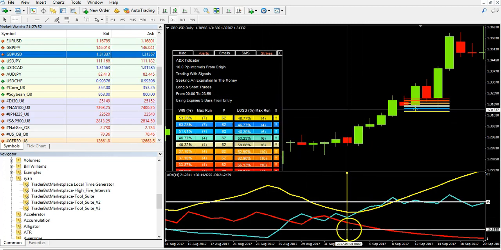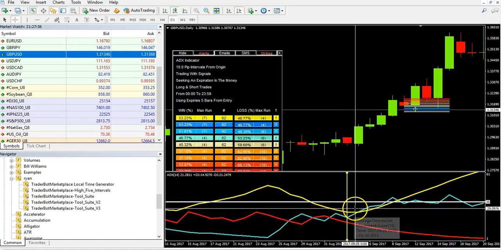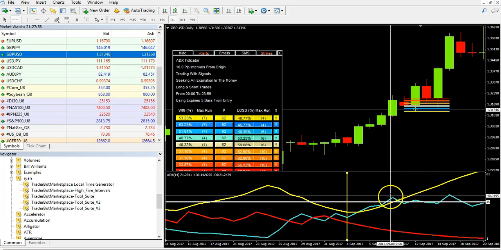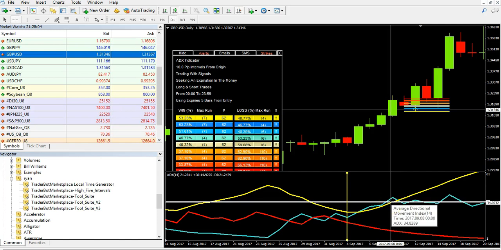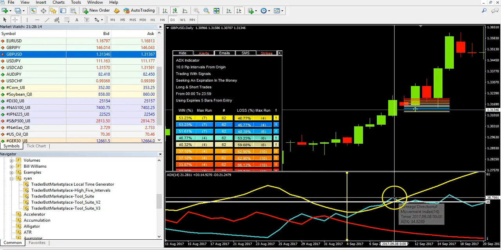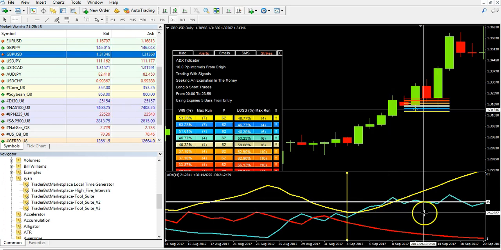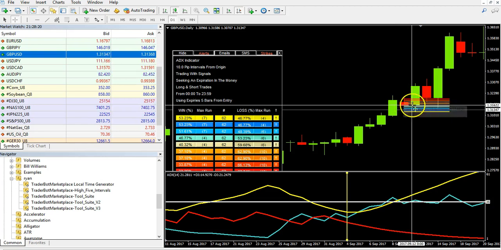So, okay, when you overlay the tool suite onto the ADX, you can see right here it didn't give you a trade, and it did not give you a trade here because the blue line was above the red line. However, the ADX line had not closed above the signal line yet. Here, the ADX had closed above the signal line, but the blue plus DI line had dropped down below. So finally, when this closed, everything was lined up.